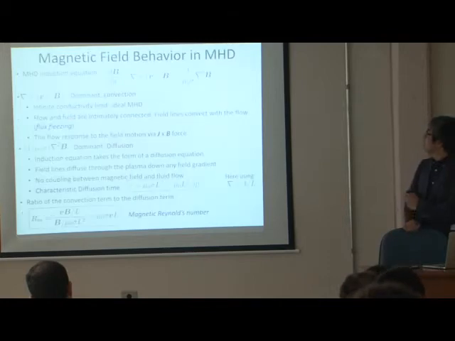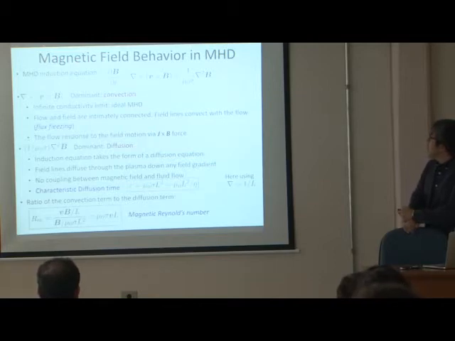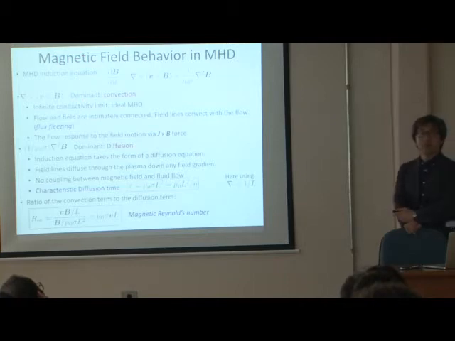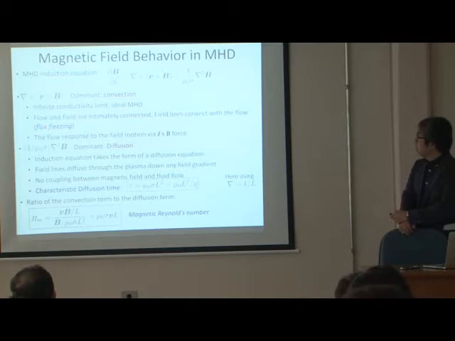Okay, so, magnetic field behavior in MHD. Returning to the MHD induction equation, we can now look at these two terms. The first term is nabla cross V cross B. This is the domination of the convection term, the infinite conductivity limit. We can just use this term, and this is ideal MHD. It means that the flow and the field are intimately connected, and the field line is tied to the flow. We say this is a flux freezing situation.